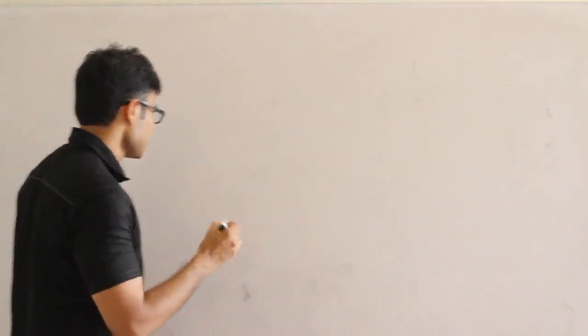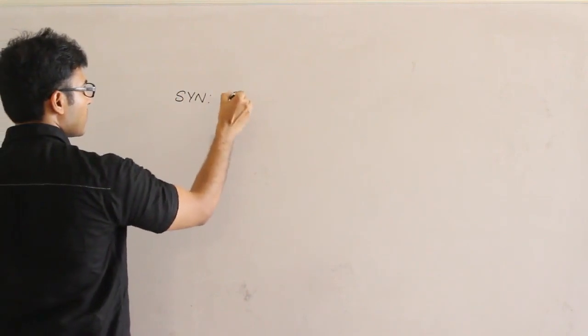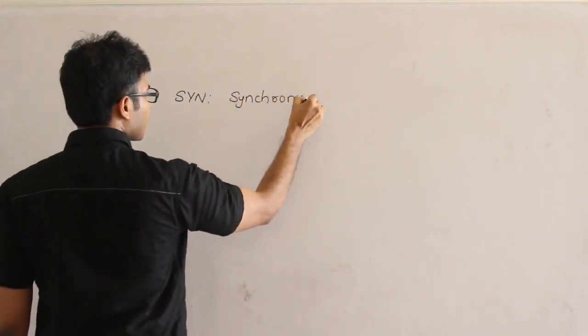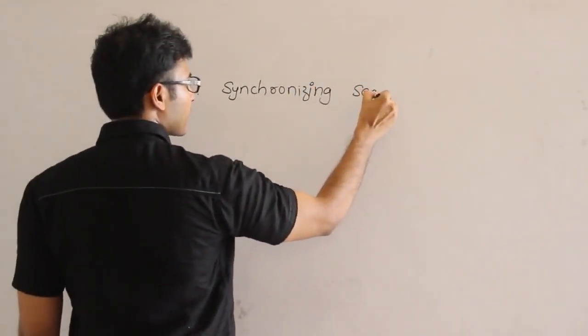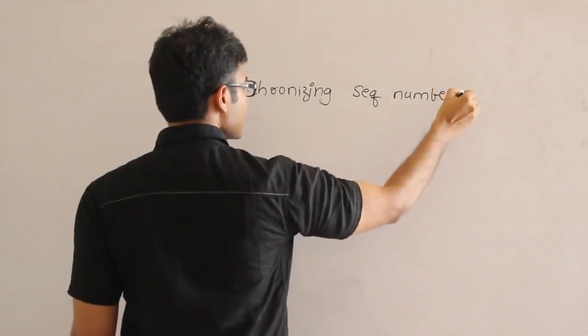So in the process of connection management, we have seen that we are using mainly 3 flags. One flag is SYN flag, other flag is ACK flag, and other one is FIN. Now you can write down about these 3. So one is SYN flag, synchronization flag. Why is this used? This is used for synchronizing sequence numbers.